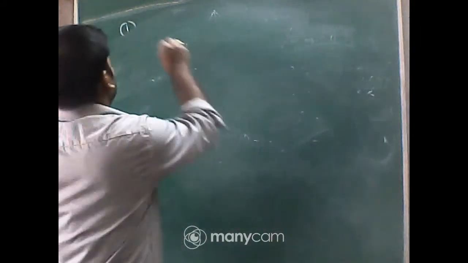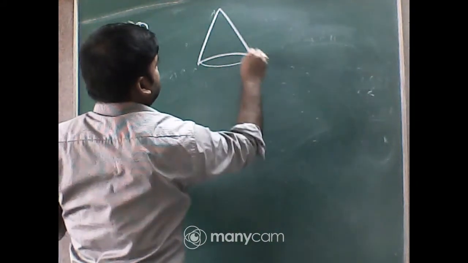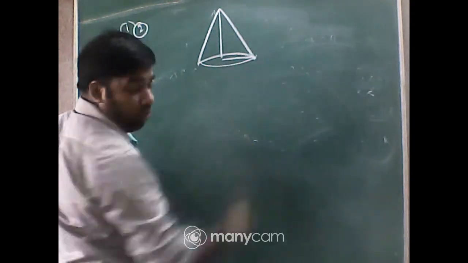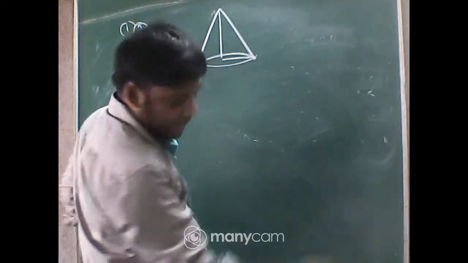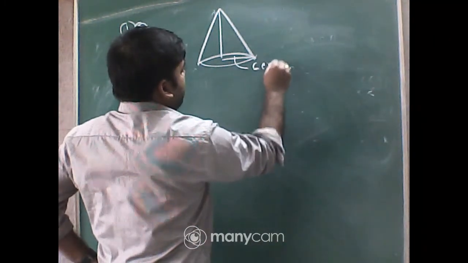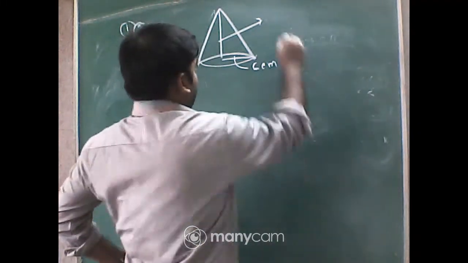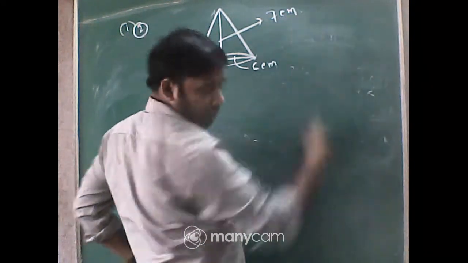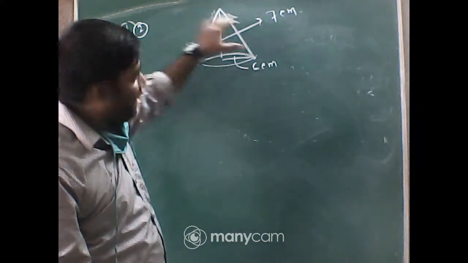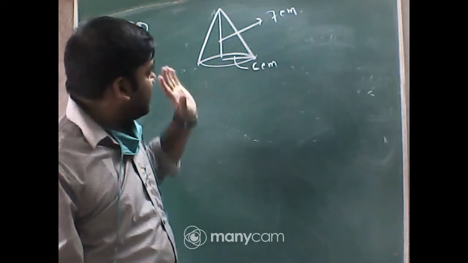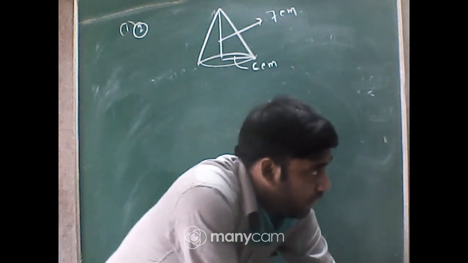A cone whose radius is 6 centimeter and height is 7 centimeter. Find its volume. Height is 7 centimeter and base radius is 6 centimeter. Find its volume quickly within 1 minute.